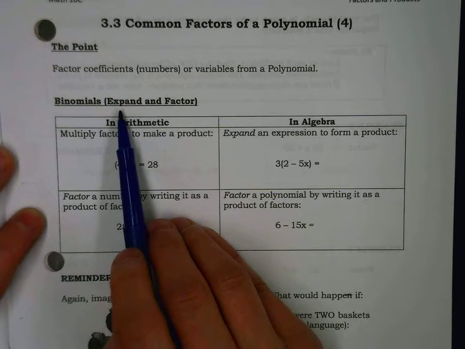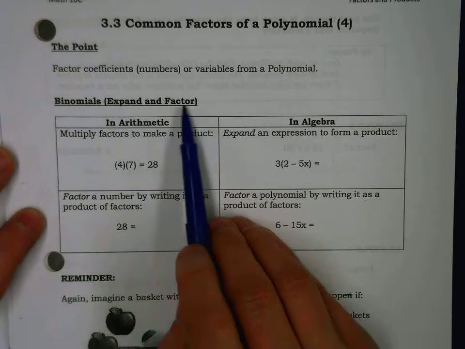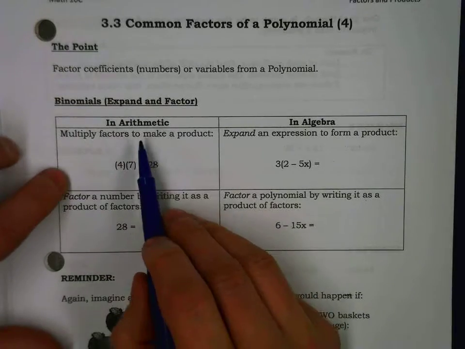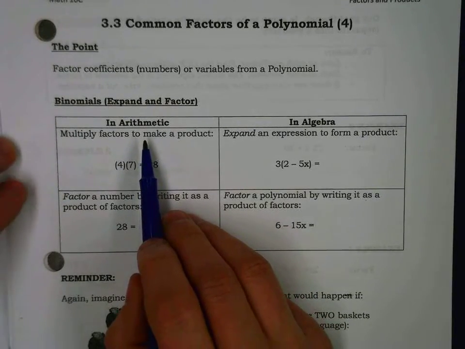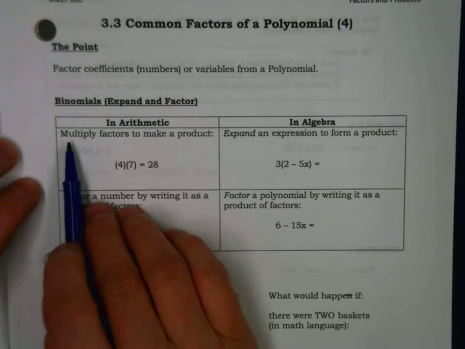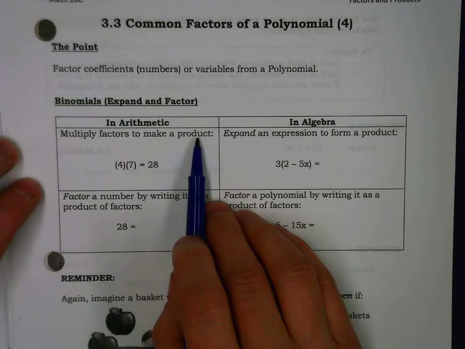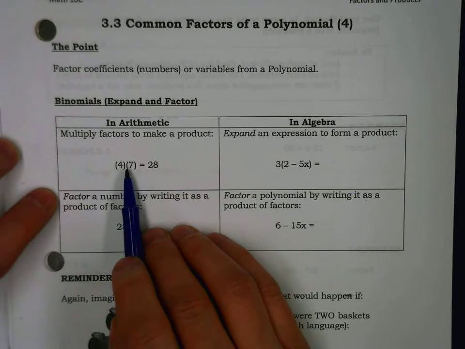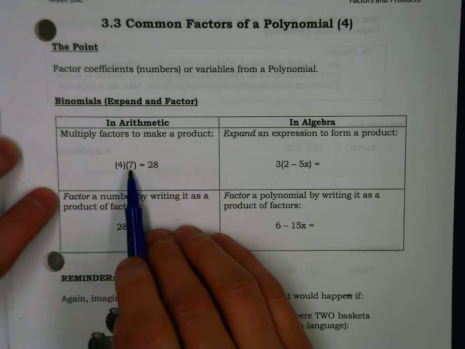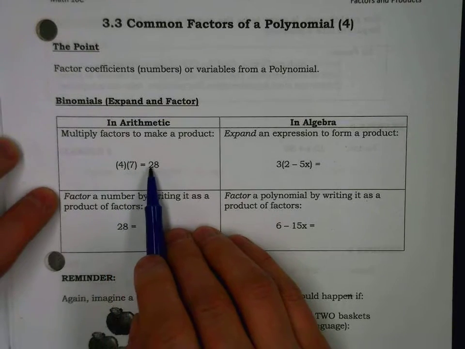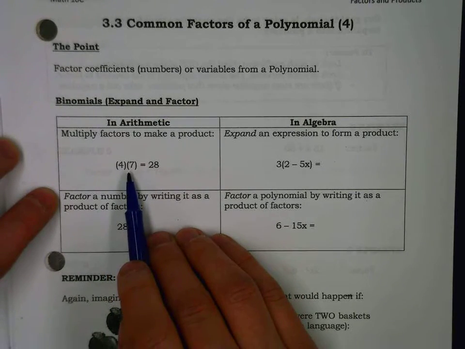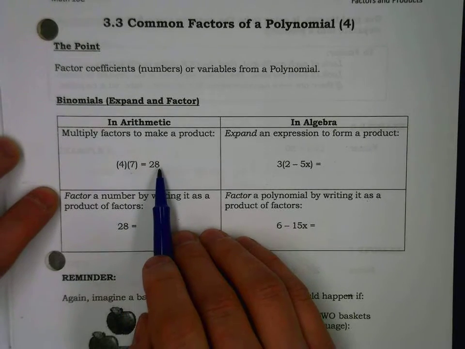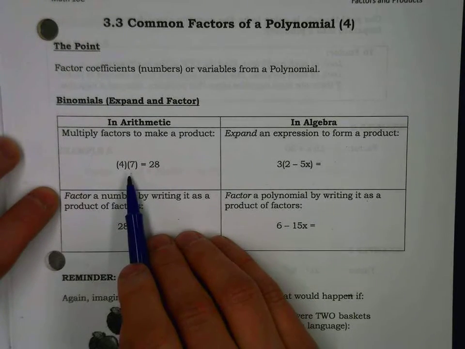What is the difference between expanding and factoring, or simplifying and factoring? When we're talking about arithmetic, we're simply talking about numbers, and we might say multiply factors to make a product. An example of multiplying or simplifying is taking two numbers like 7 and 4 and multiplying them to make 28. These two numbers, 7 and 4, are called the factors of 28. And there are multiple options to create 28, but these are two factors.